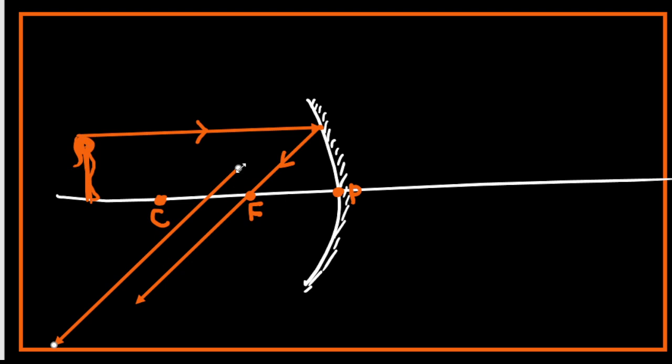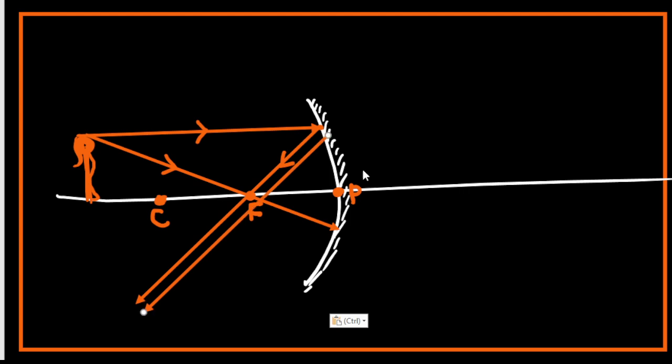Let's do this. So let's do it this way, and I want it to pass through the principal focus, so I'll do this. Can you see that? So that is the ray from the head passing through the principal focus. Then according to the rule, it should go parallel to the principal axis. Now let's make it parallel. I will draw a ray, the reflected ray.